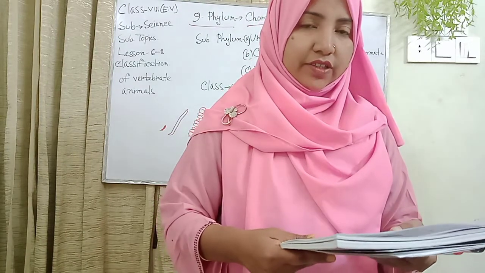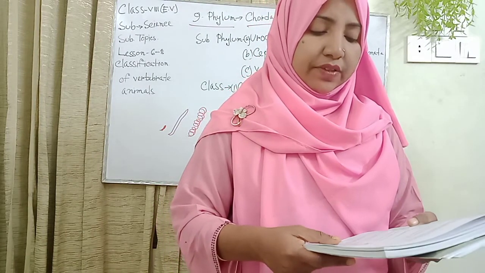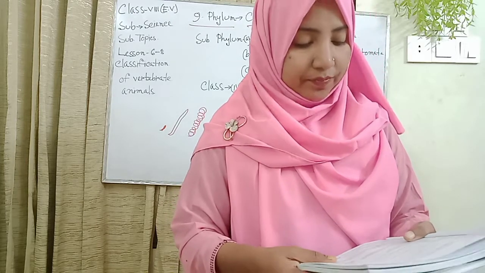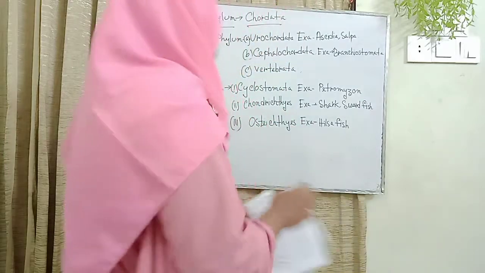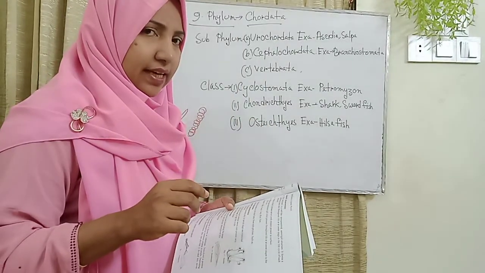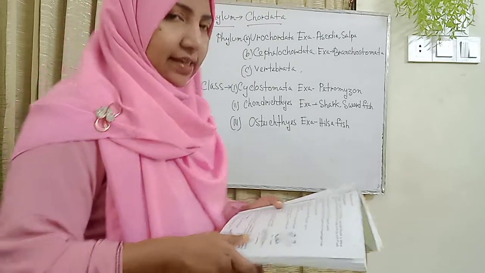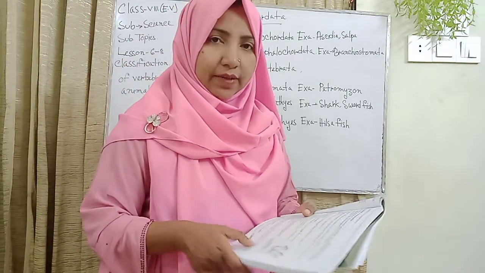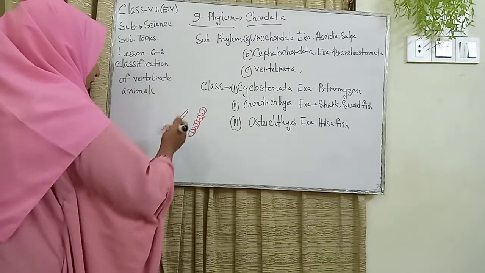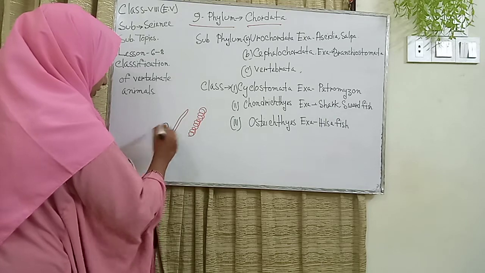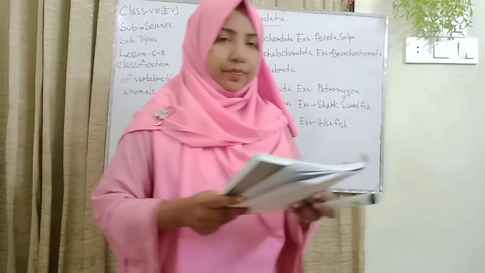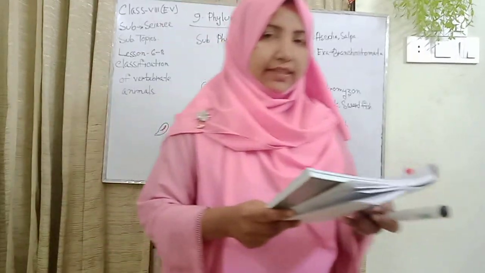First characteristic: notochord is present only in the larval stage and restricted to the tail. Yes, I just explained this structure. The notochord is only present in the larval stage and restricted to the tail. It stays only in the tail. Second is the example: Ascidia and Salpa.